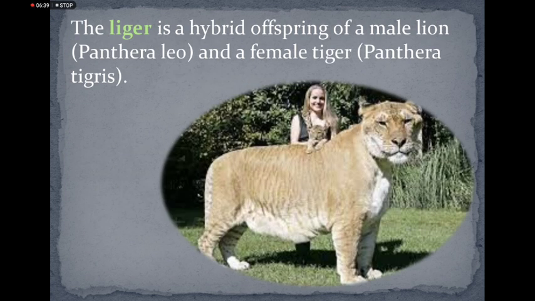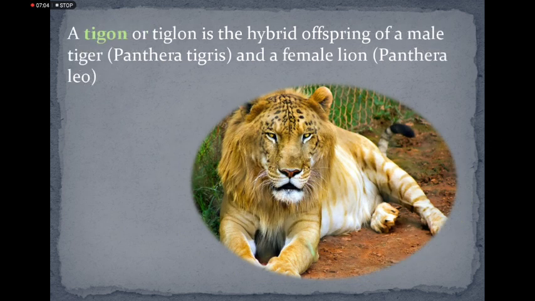The liger is a hybrid offspring of a male lion and a female tiger. That means this liger has more size and strength than tiger and lion, while they are sterile. A tigon or tiglon is the hybrid offspring of a male tiger and a female lion. These tiger and lion belong to the same genus Panthera, while only the species name changes. In the case of tiger, the species name is Tigris, and in the case of lion, the species name is Leo. This type of crossing is known as interspecific hybridization.